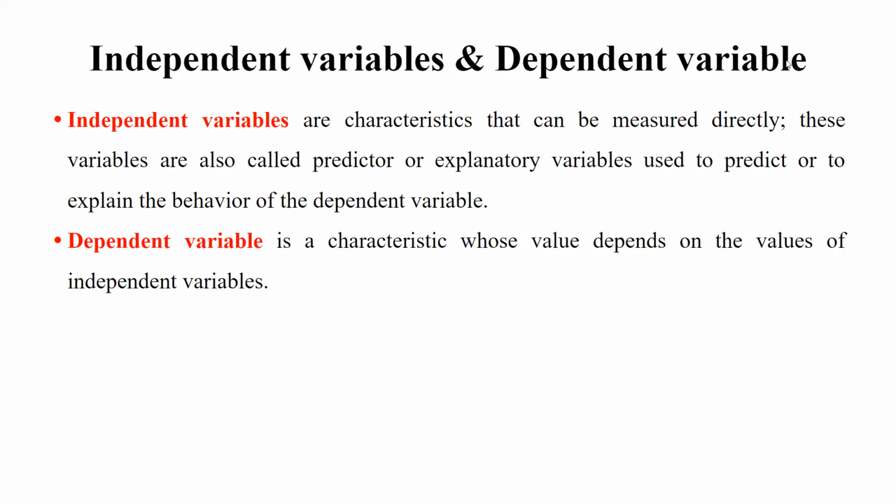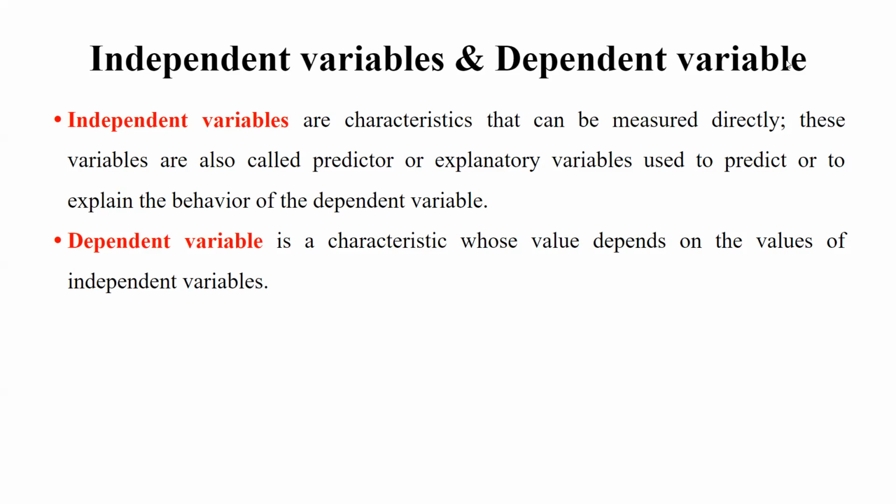The second type of variable we need to understand is the dependent variable. Here we are going to predict the values based on the values of the independent variables. These dependent variables are dependent on the independent variables. Since they depend on the independent variables, we name it the dependent variable. This is also called the outcome variable.